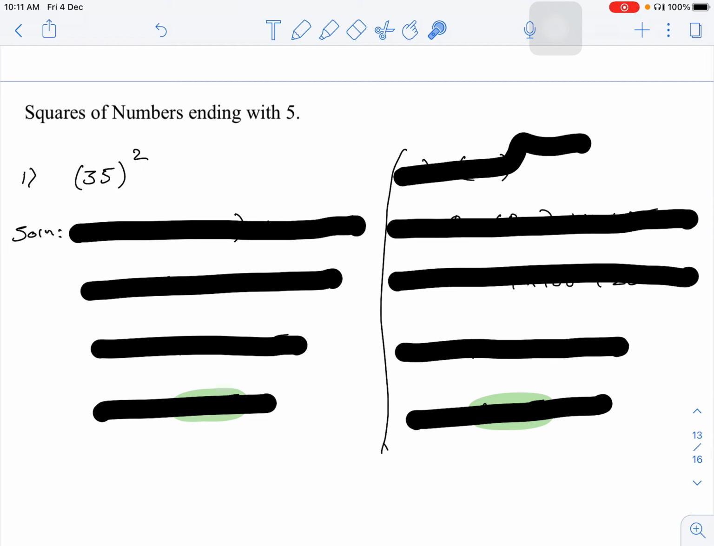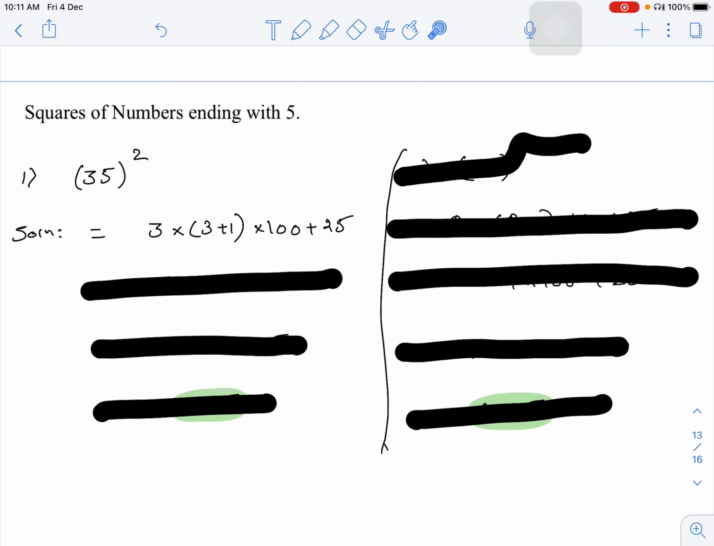Now if you want to easily find the square of a number ending with 5, a very simple procedure is there. What you have to do, you have to take the first number, whatever digits are there other than this 5, and multiply it by the next number, that is one more than the same number.